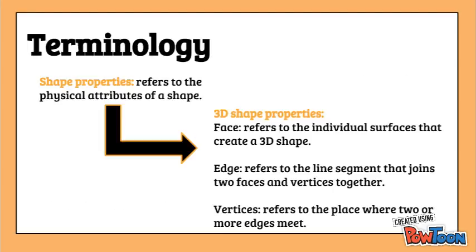Let's begin with defining some of the terminology we'll be using during this video and the tasks on Orange Star 2's keynote. Shape properties refer to the physical attributes of a shape. The following items, faces, edges, and vertices, are shape properties for 3D shapes. A face refers to the individual surface that create a 3D shape. Edges refer to the line segments that join two faces or vertices together. A vertex refers to the place where two or more edges meet.